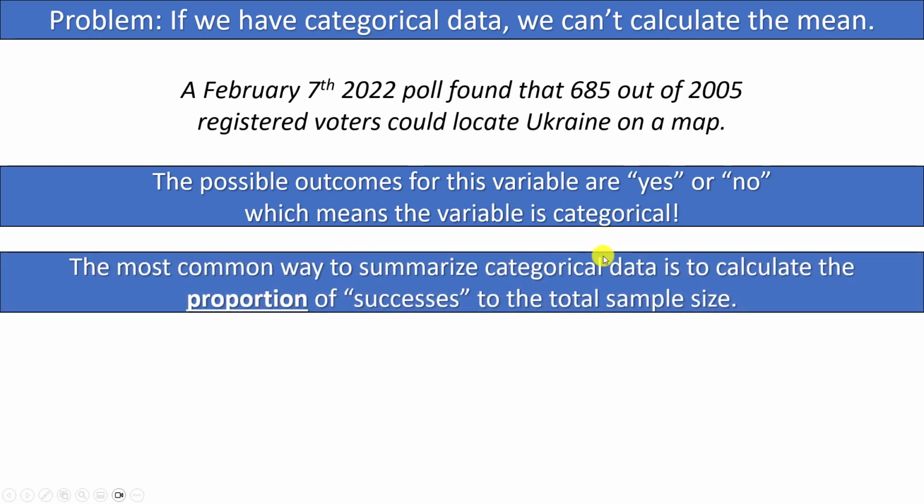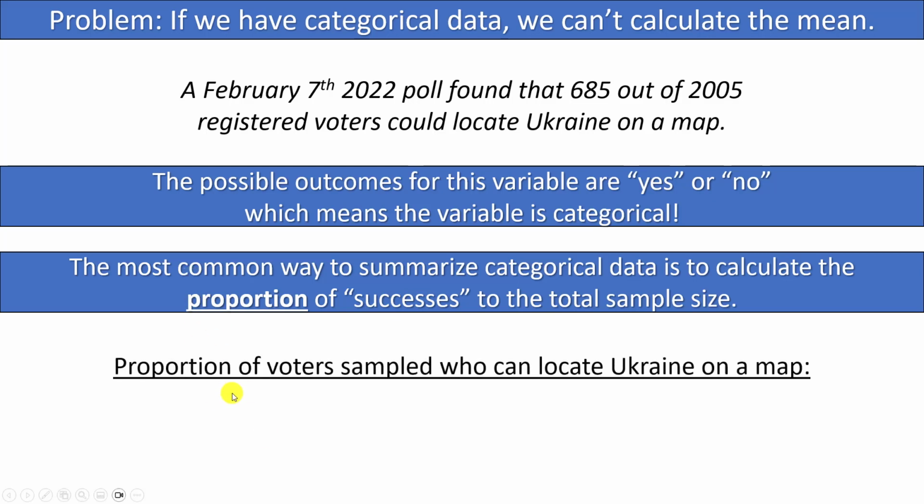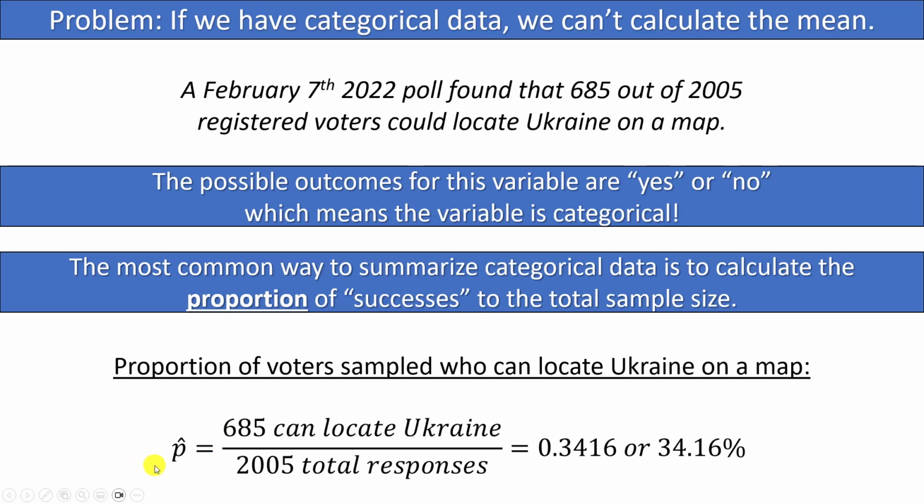The most common way to summarize a categorical variable is to calculate the percentage or proportion of successes to the total sample size. In this example, we can calculate the proportion of voters sampled who can locate Ukraine on a map, which is represented by the symbol p hat, by taking the number of successes, in this case the 685 individuals who could locate Ukraine on a map, and dividing by the total sample size of 2005. We'll get 0.3416, or about 34.16%. From our sample, about 34.16% of the individuals could find Ukraine on a map.